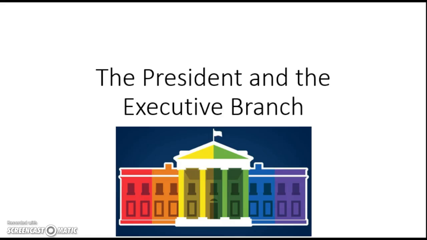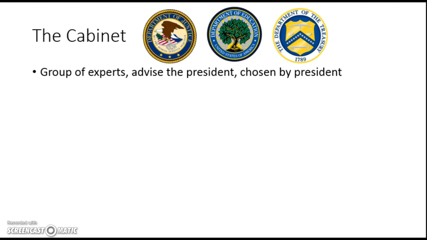Hi, everyone. Okay, quick president and executive branch PowerPoint, starting with the cabinet. The cabinet is in the executive office of the White House, and it is a group of experts that advise the president. They are chosen by the president. So, yes, party makes a difference. They will probably select people from their own party to head these departments.